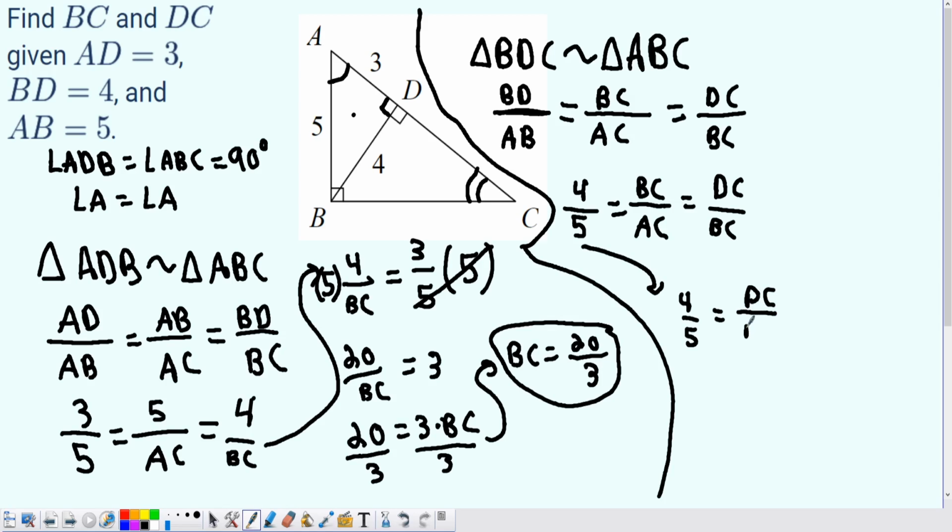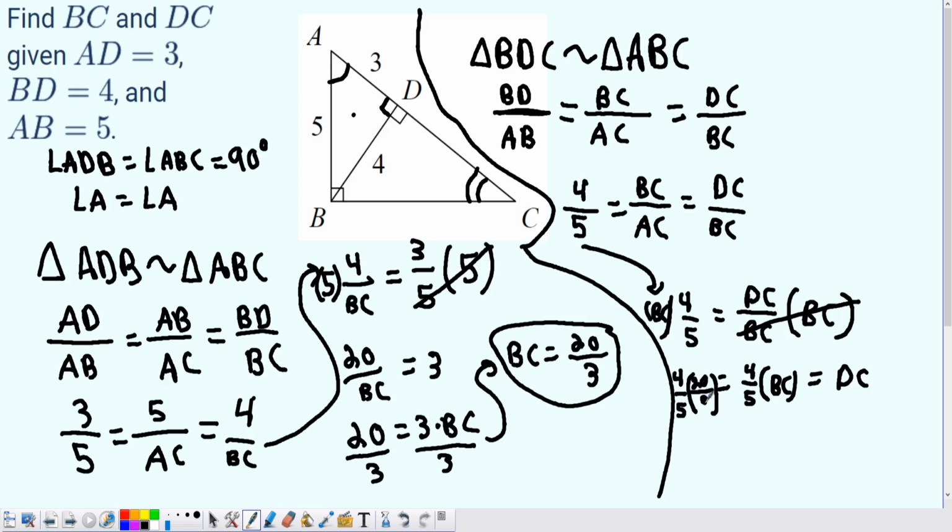So we have DC over BC. Multiply BC on both sides of the fraction. So BC on one side, and multiply that with BC on the other. So then we get that DC, because these will cancel out, DC equals 4/5 times BC. And again, we can now substitute BC since we know what the value is. We have 4 over 5, and BC is equivalent to 20 over 3.